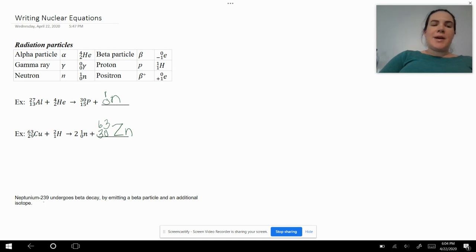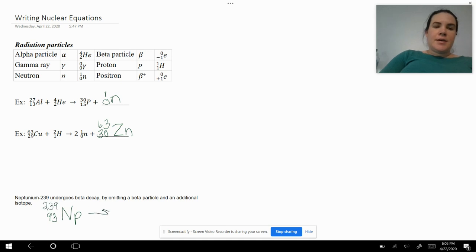The next page is a little more complicated, so this is the first one. You're going to have to go from the words into symbols. Okay, so when you see decay, that's like a decomposition reaction. So this is going to be neptunium, which is Np. If you look at your periodic table, neptunium is atomic number 93. And they have to tell you the mass number because the isotopes can change. So this will be 239.